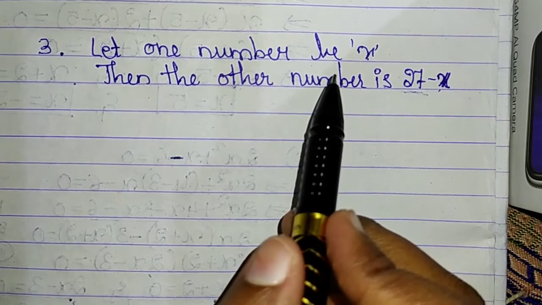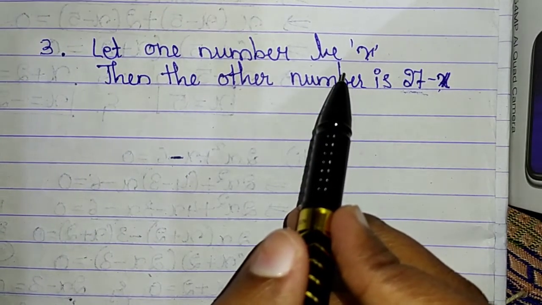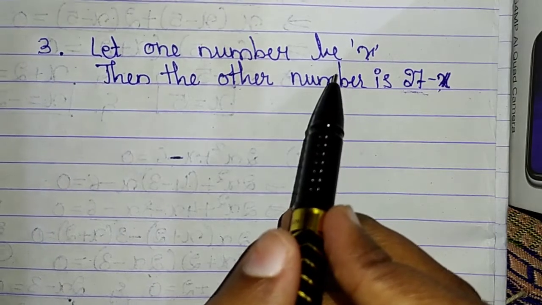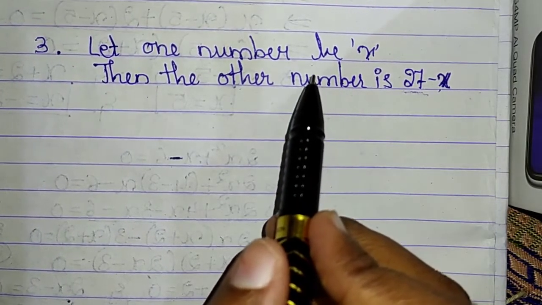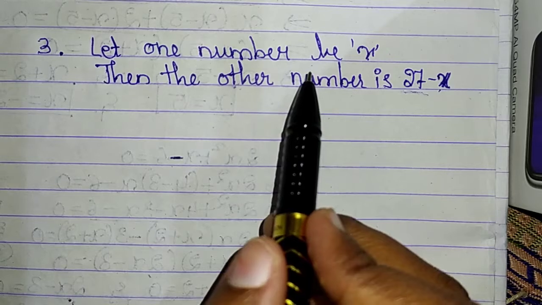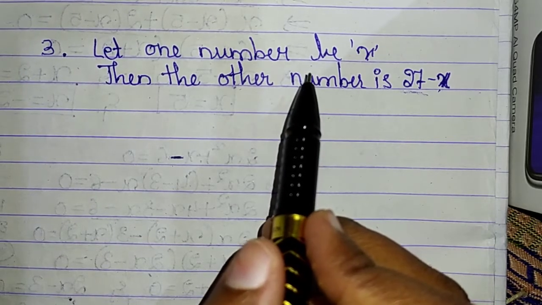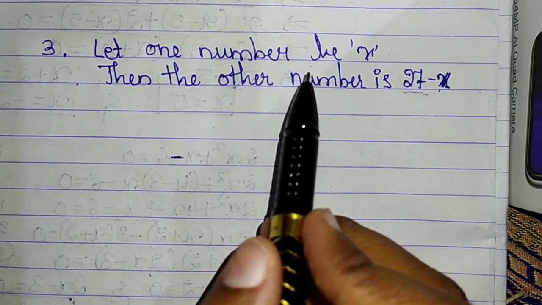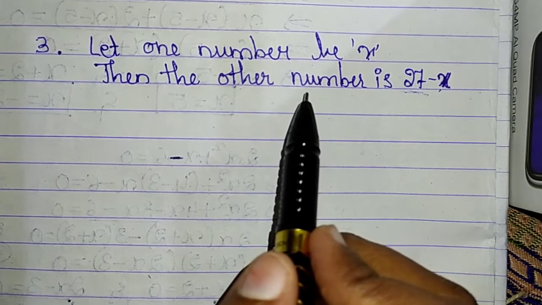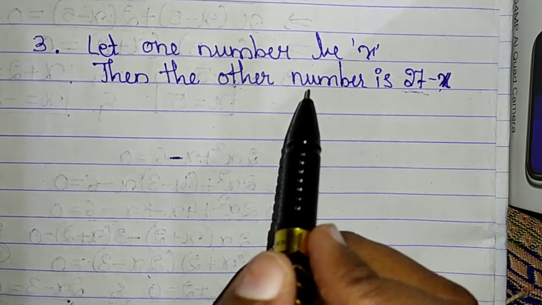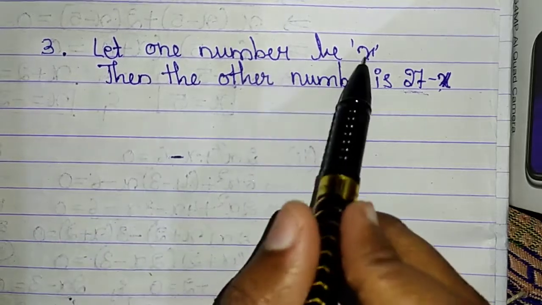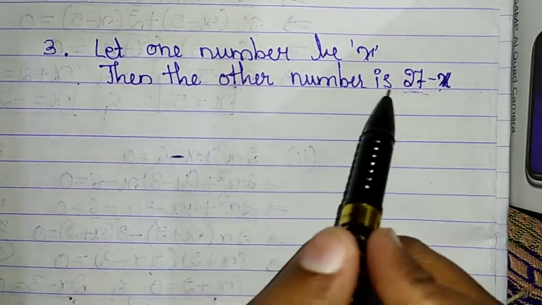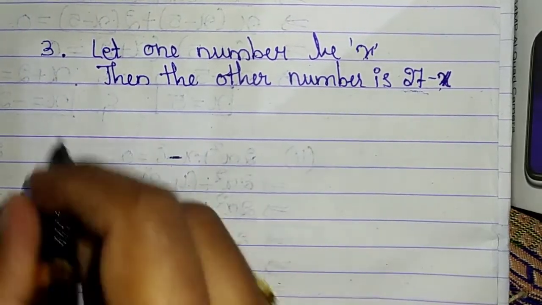Since this is quadratic equations, we will be using only a single variable. If it was a pair of linear equations in two variables, then we would have used two variables. Let the numbers be x and y. We would have taken like that and solved the equation. But since this is a quadratic equation and we are supposed to use only a single variable, here let one number be x, then the other number is 27 minus x.